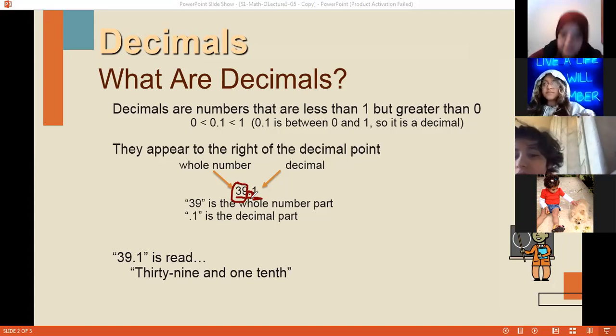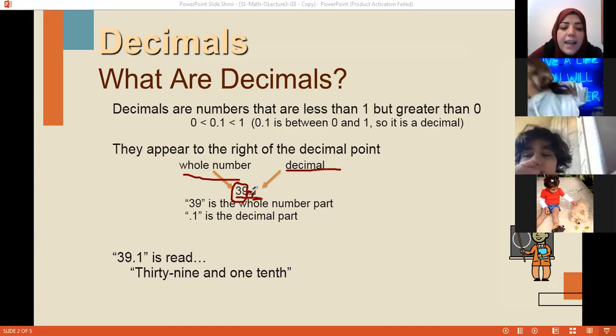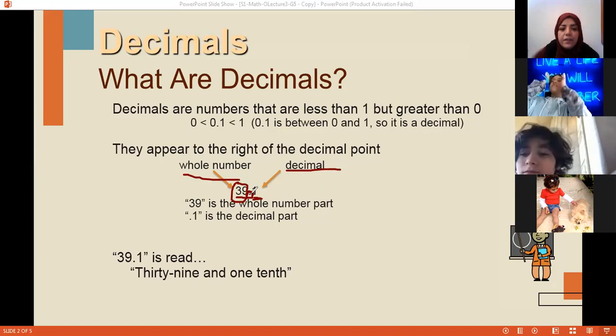So what did we learn till now? That we have a decimal number. Everything to the left is the whole part. Everything to the right is the decimal part. And they are separated by a point. Decimal point. Very good.